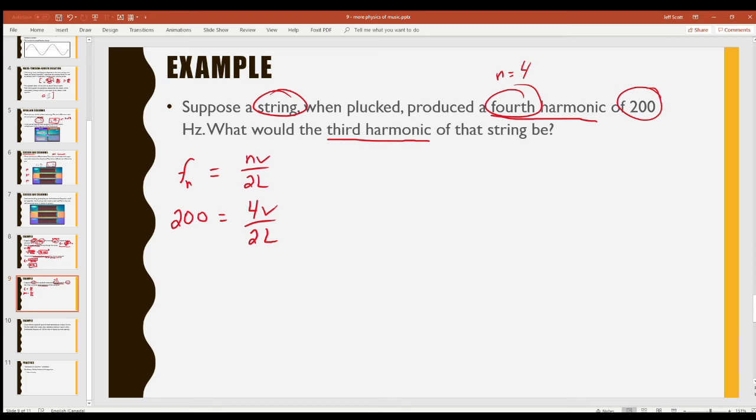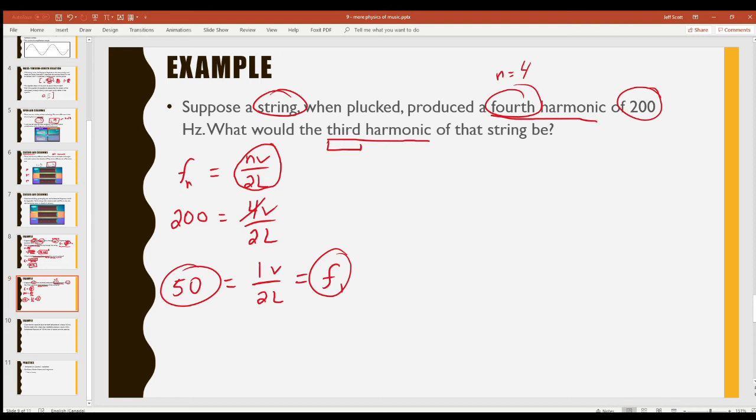And then remember that any successive harmonic is just a multiple of that first harmonic. Well, notice if I just divide both sides by 4, that'll cut the 4 out of here. Dividing by 4 on the left side is going to knock it down to 50. So 50 would equal 1V over 2L. Now, 1V over 2L, by looking back at the original formula, would be the fundamental frequency of our first harmonic. So our first harmonic is only 50 hertz. Now, I know the question is asking, what would the third harmonic be?